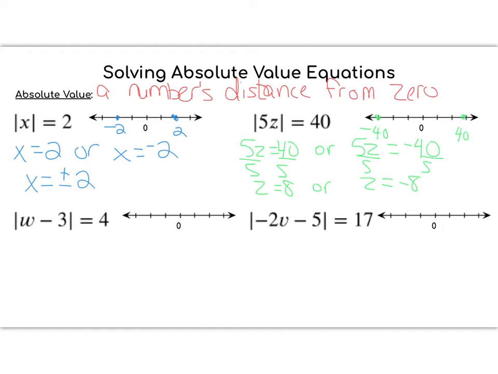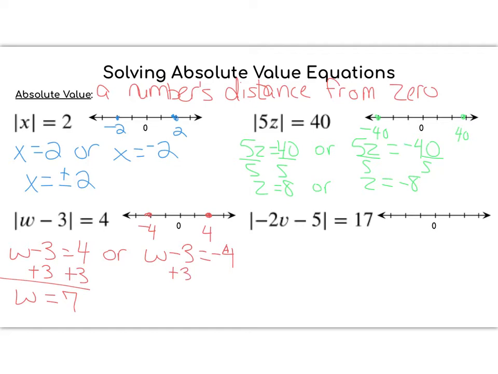What two numbers have an absolute value of 4? 4 has an absolute value of 4, and negative 4 has an absolute value of 4, right? So w minus 3 can equal 4, or w minus 3 can equal negative 4. So we're going to solve both of these. We're going to add 3 to both sides. These are just one-step equations. So w can equal 7. And over here, when I add 3 to both sides, I get w equals negative 1. So these two solutions are 7 or negative 1.